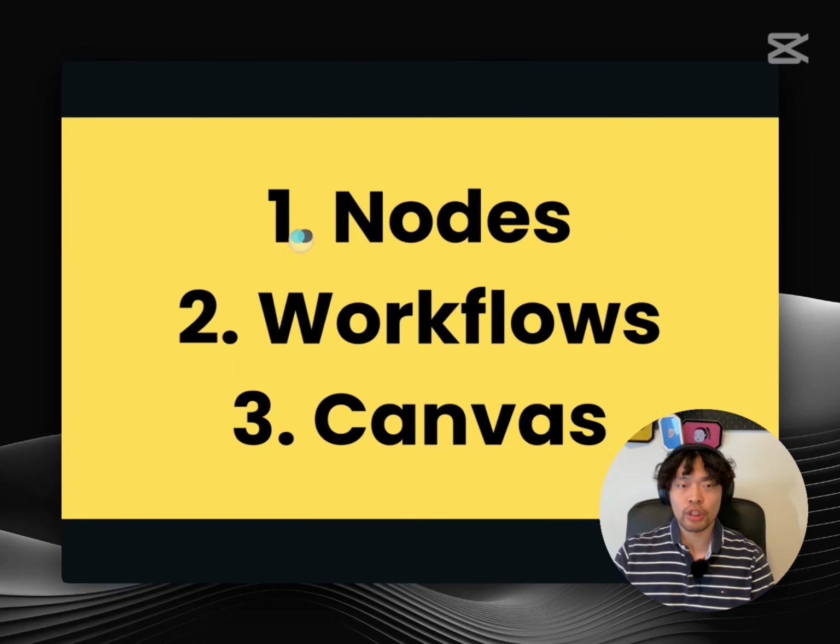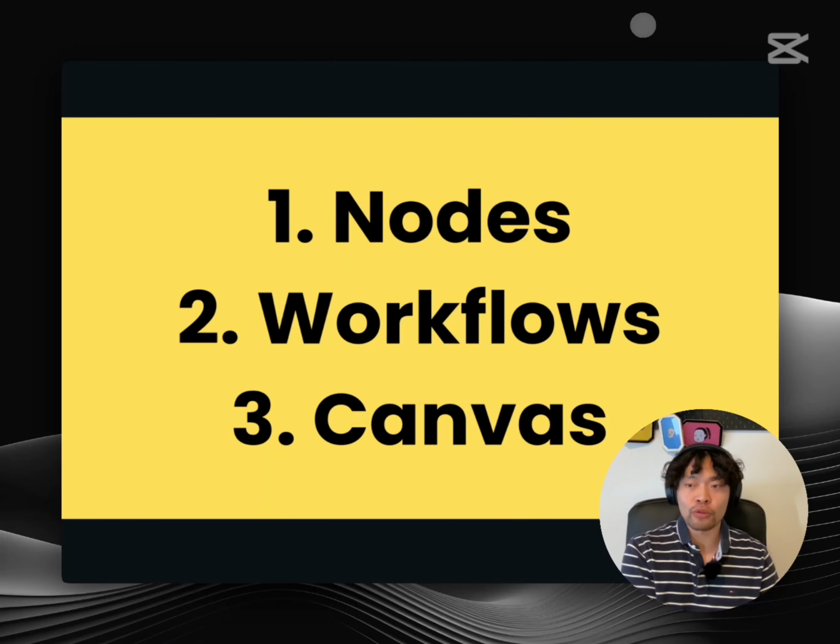So the first thing is nodes. Nodes are individual building blocks of a workflow. Each node represents a specific task or action, for example, sending an email, making HTTP requests, or running a piece of custom code. And there are 3 types of nodes. The first one is trigger node, the second one is action node, and the third one is utility node. I will show you the details of them with examples.